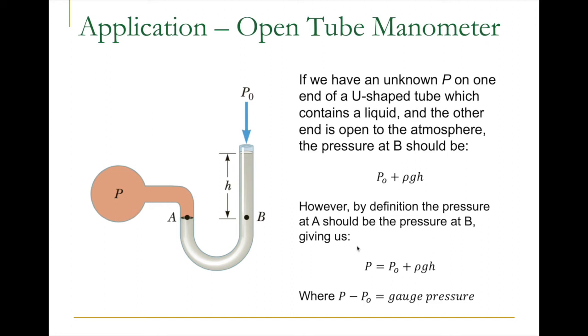Then the pressure at B should be what we've already understood from our hydrostatic pressure as P naught plus rho gh. But by definition, because we know the pressure at B is at the same height as the pressure at A, then we should also know that the pressure at A, which is P, should be equivalent to the pressure at B, which is P naught plus rho gh. So again, we have another application of hydrostatic pressure where we end up with this known equation.